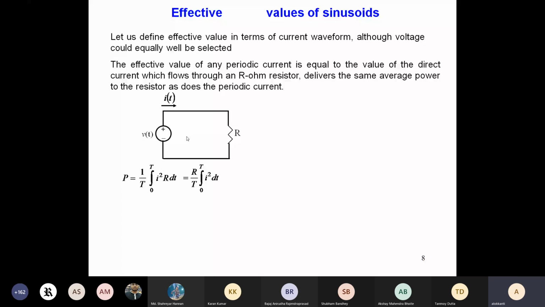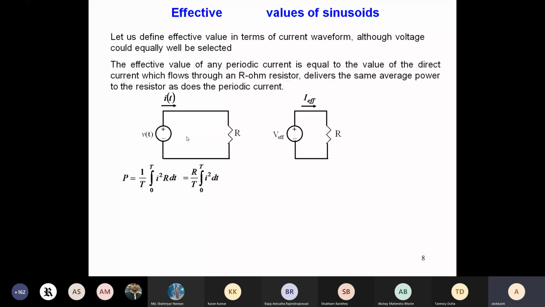So this is the average power consumed by this resistor over the one period. Now, if there is a DC circuit like this, with the same resistance, and a DC source is connected, and some current is passing through it. You know it, how much current it is.